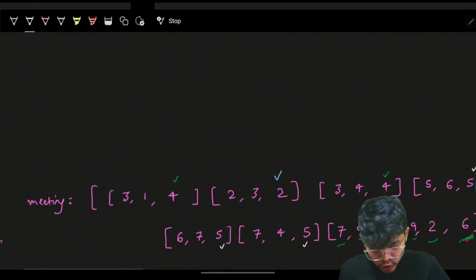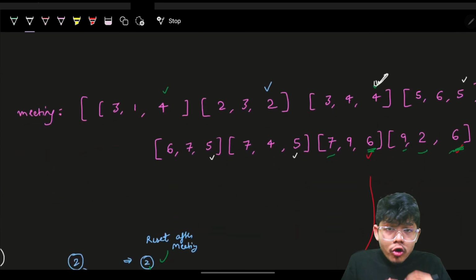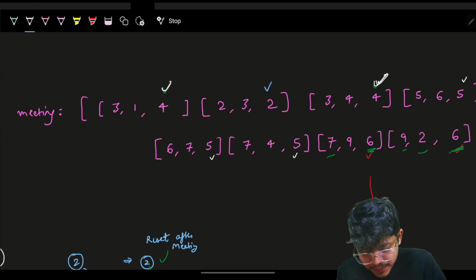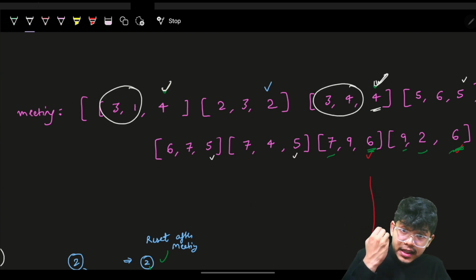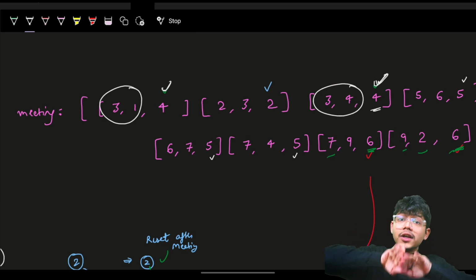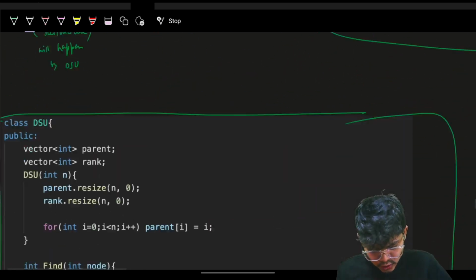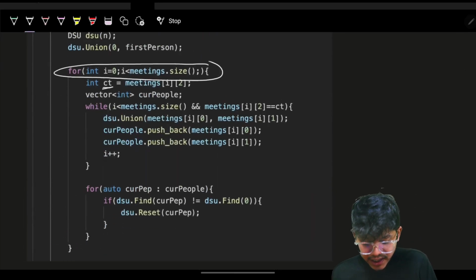Now I go through all the meetings. Let's say I go to the meeting at time 4. At time 4, I want to know all the meetings happening. So time is the current time. At the current time, what all meetings are happening, because they can happen in different groups or in the same group. So I'll check what the current time is right now.